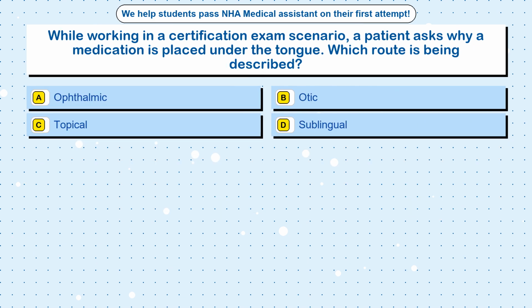Question 78. While working in a certification exam scenario, a patient asks why a medication is placed under the tongue. Which route is being described? Option A, ophthalmic. Option B, otic. Option C, topical. Option D, sublingual.